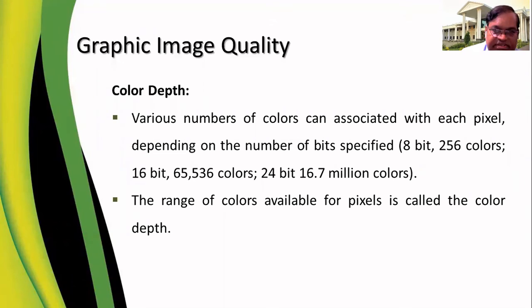Nowadays we are using 24-bit and 32-bit color support. So 24-bit means 16.7 million colors are used in the images. So the range of colors available for a pixel is called color depth. Okay.